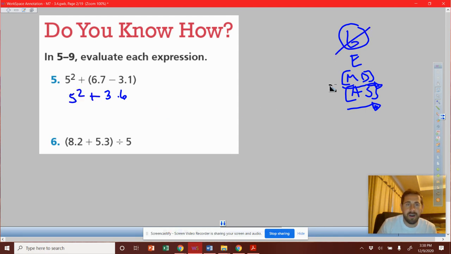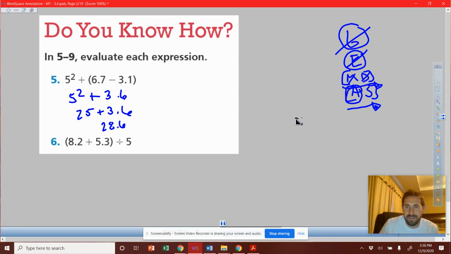So grouping symbol gone. Then I look, the next part of my tower, do I have exponents? Yes. I have 5 squared, so that's 25. So I need to do that before I do the addition. So now I could do 25 plus 3.6, and that's 28.6. So we had no multiplication, we had no division, we had addition. So that's the GEMDAS tower and doing order of operations.